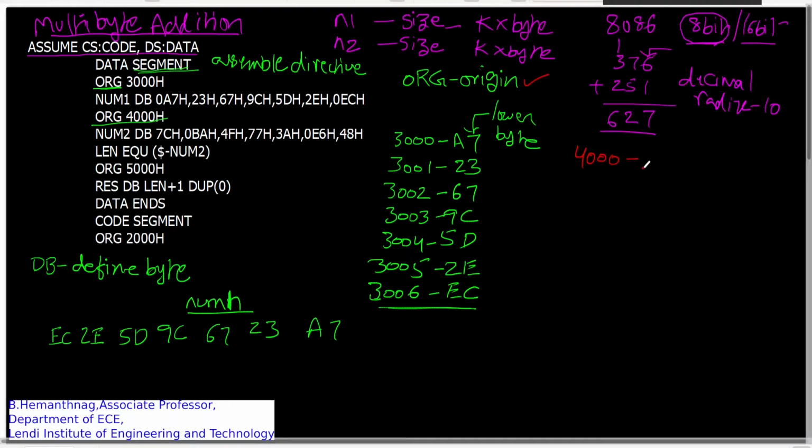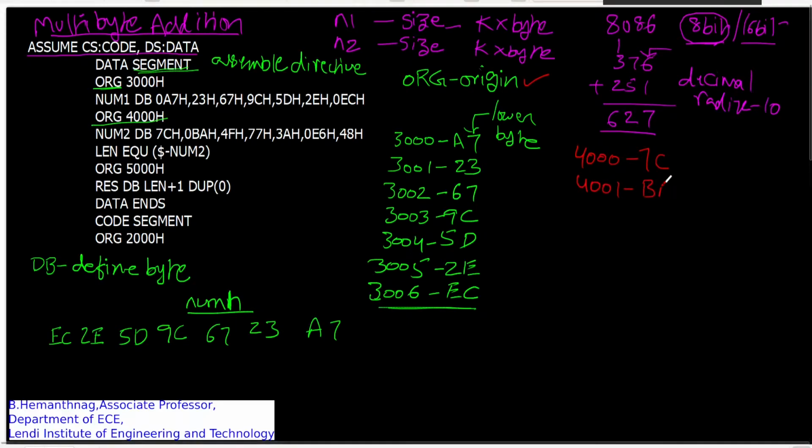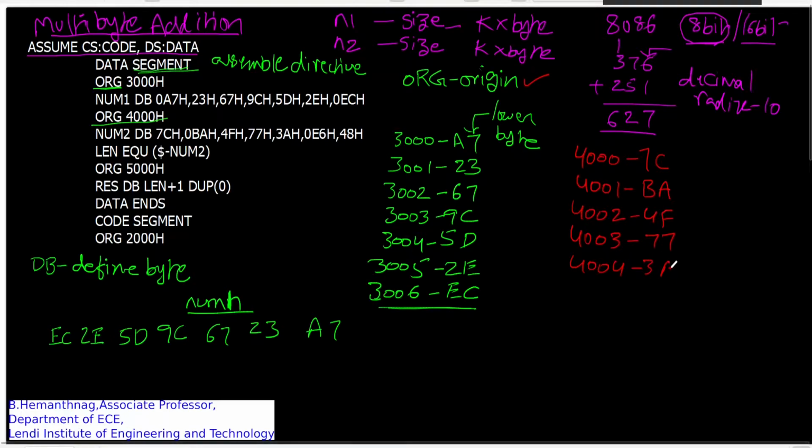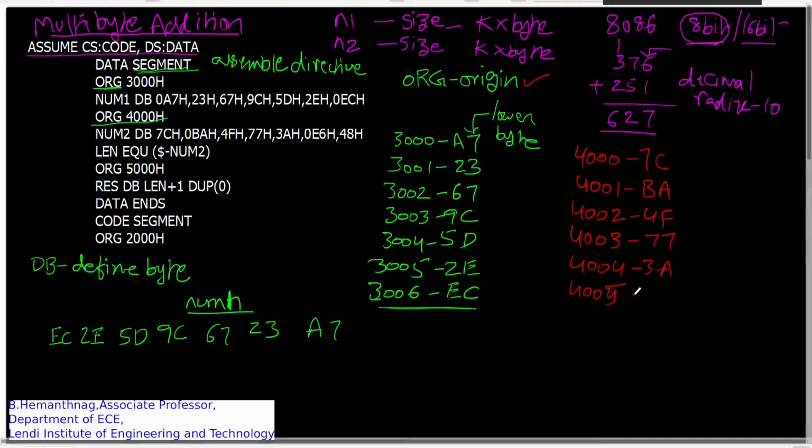ORG stands for origin. So at this address we give the label NUM2. So that means 4000H has the label of NUM2, from where we are defining elements in the size of byte by the db directive. Then we have the bytes given here, which are going to occupy successive memory locations. So in 4000 that will be 7C, 4001 that will be BA, 4002 it will be 4F, 4003 it will be 77, 4004 it will be 3A, 4005 that is E6, and 4006 it is 48H.